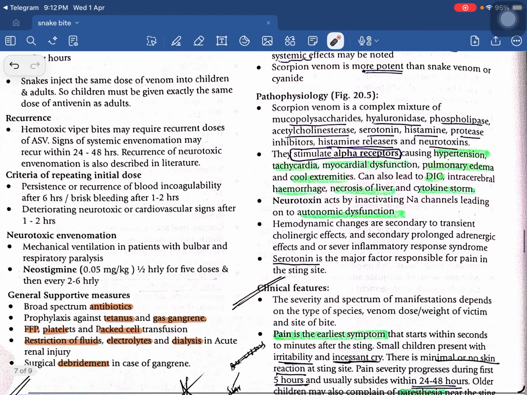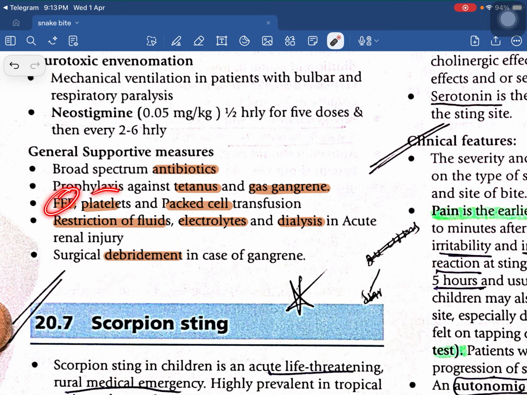So for that, general supportive measures, broad spectrum antibiotics, prophylaxis against tetanus and gas gangrene, FFP, platelet and PCV transfusion can be done, restriction of fluids, electrolyte management, dialysis in acute renal injury, and surgical debridement can be done in gas gangrene.